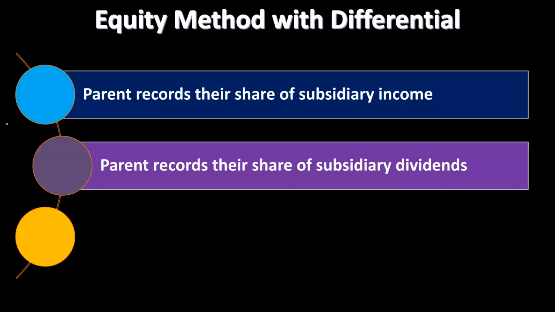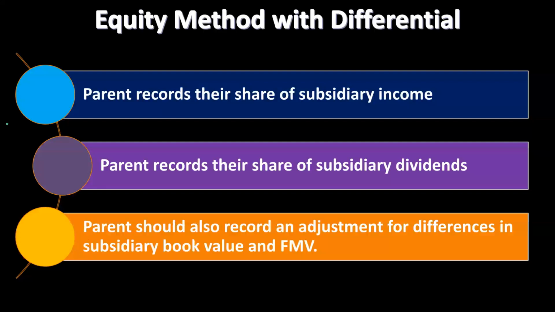So the parent records their share of the subsidiary's dividends. So then the subsidiary gives dividends. You can imagine a situation where the parent owns 100% of the subsidiary, in which case all the dividends would go to the parent, and the dividends that the parent then receives would be decreasing the account recording the subsidiary interest in the assets section of the parent's books. That's normal equity method accounting.